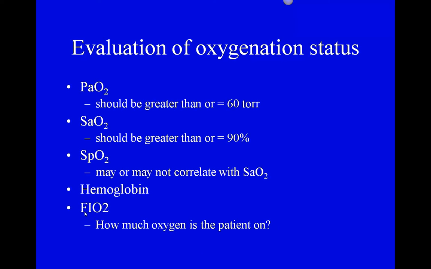FiO2 is the fraction of inspired oxygen. How much oxygen are they breathing in? And room air, the air that you and I are breathing right now, has 21%. So if we wrote that as a fraction, we do 21 divided by 100. Or we could just remember to move the decimal 2 places to the left to make a percent into a fraction. So the FiO2 of room air is 0.21.